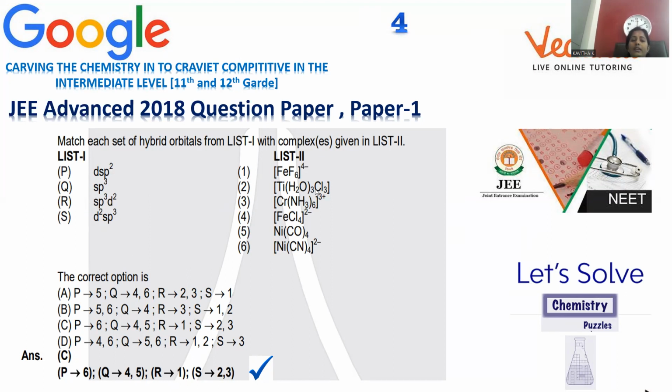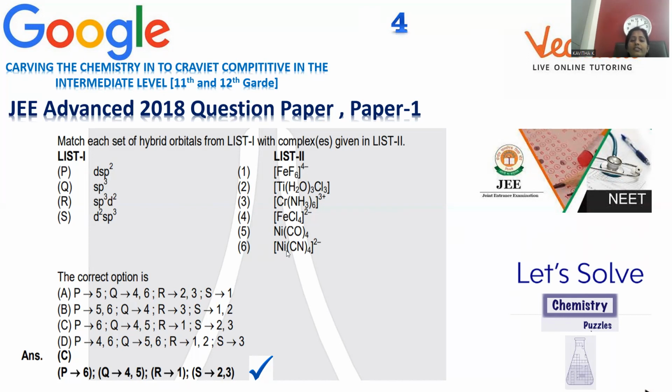Hybridizations are provided and the corresponding complexes are provided. If you know the concept of strong field ligand, weak field ligand, high spin complex, low spin complex, hybridization, if these things are known to you, it is obvious to map which hybridization goes with which complex. Okay, the correct answer is P with 6.